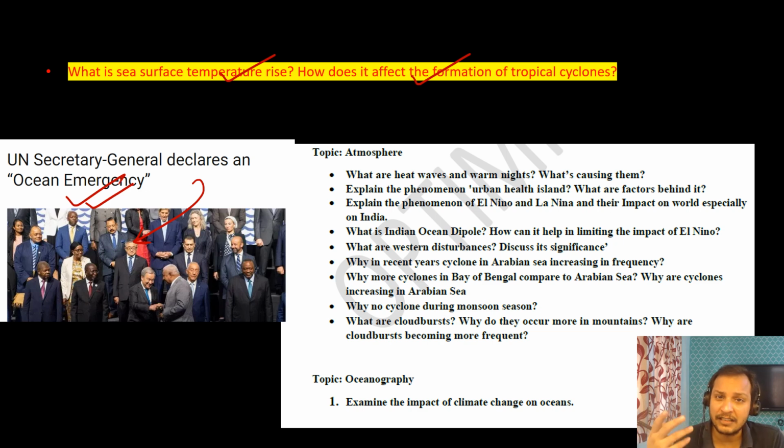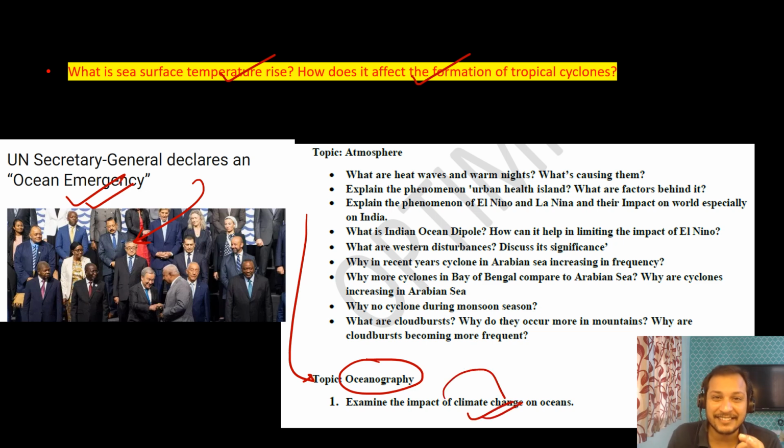And you know that when sea surface temperature rises, the intensity of cyclones increases. You can see exactly this is my predicted question. Only one question I gave from oceanography. I directly gave the question: examine the impact of climate change on ocean. Can you imagine this? I did not give any other question in prediction from oceanography. I gave only one question. Exactly the same question has come in the mains examination.